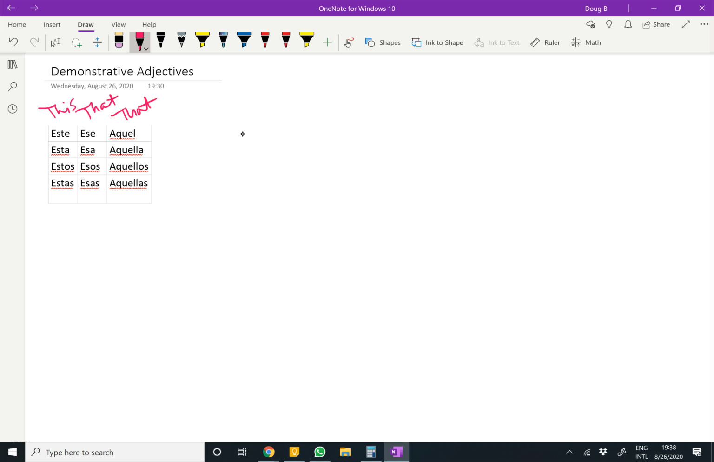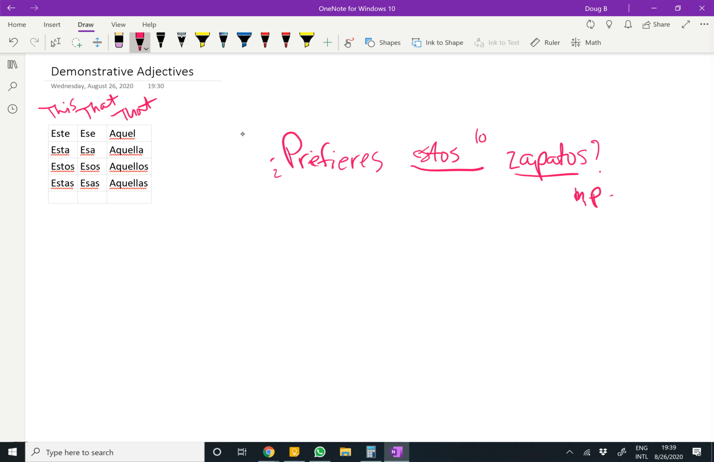So if I want to say, do you like these shoes? Or which shoes do you prefer? Do you prefer these shoes? So I would ask, ¿prefieres? And we'll have a blank, zapatos. So how do we know which one to use? Well, if we want to say these shoes, we're going to look at the noun, which is zapatos, and we're going to say that that's masculine, and we're going to say it's plural, right? So we're going to go over here. It's not este, not esta. It's going to be estos. ¿Prefieres estos zapatos? Perfecto.